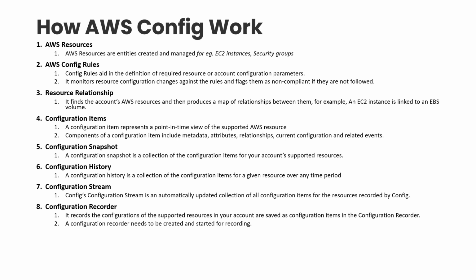Now how does AWS Config work? We have AWS resources. AWS resources are entities created and managed, such as an EC2 instance. Config rule adds in the definition of required resource. Resource relationship: it finds the account's AWS resources and then produces a map of relationships between them. Configuration item, configuration snapshots, configuration history, configuration stream, and configuration recorder. So there are 8 components of AWS Config.